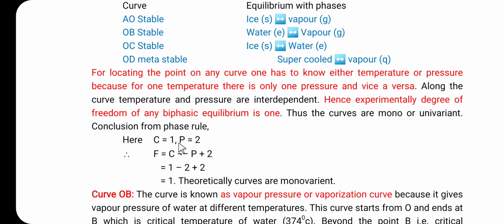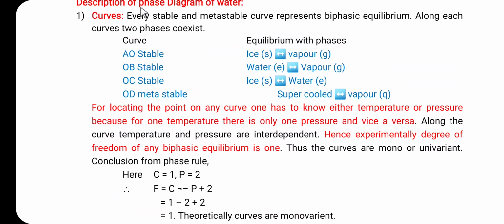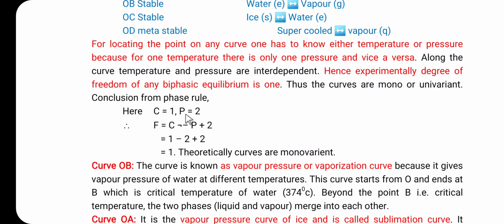So C is equal to 1, and here we are discussing the curves. The curves are biphasic, that means there are two phases, so P is equal to 2. So F is equal to C minus P plus 2. This is the mathematical equation for the phase rule. Substituting the values of C and P in this expression.